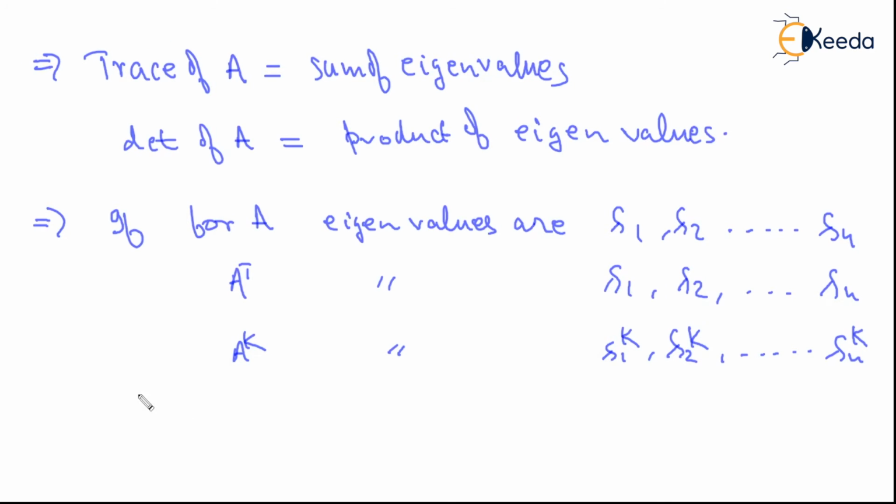And if we have A inverse, we'll have the eigenvalues to be 1 by lambda 1, 1 by lambda 2, and so on. So the eigenvalues are being inverted. And if it is multiplied with a scalar, let's say k times A, the eigenvalues are going to be k times lambda 1, k times lambda 2, and so on.